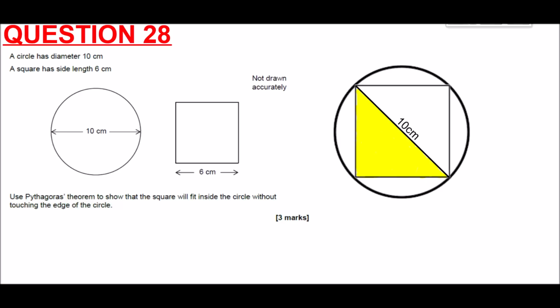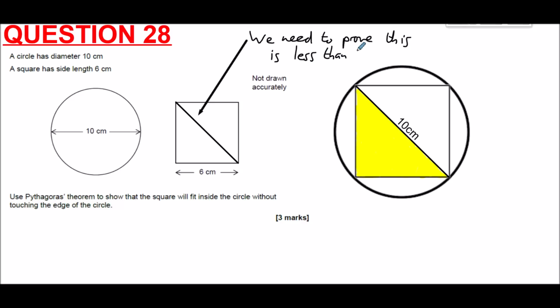And so if I just draw this diagonal in here, I'll just set it as a mission. So the mission is, I'm pointing to that line, I'm going to say, we need to prove this is less than 10 centimeters. That's what we need to do.